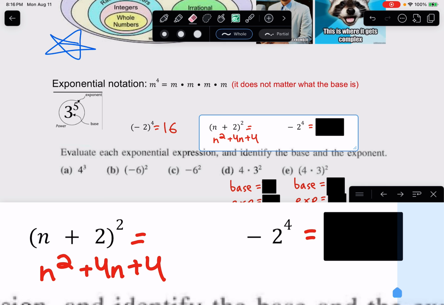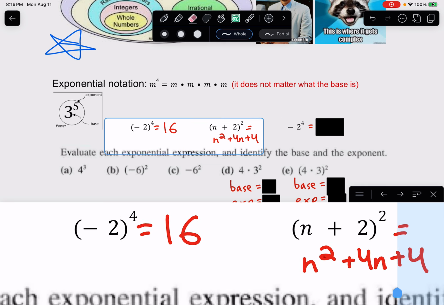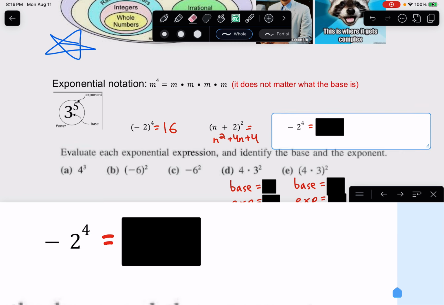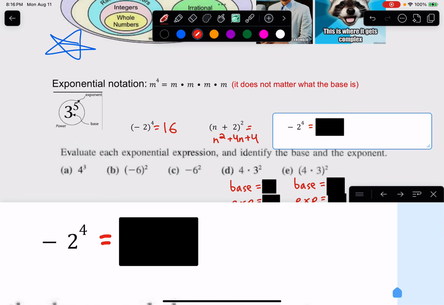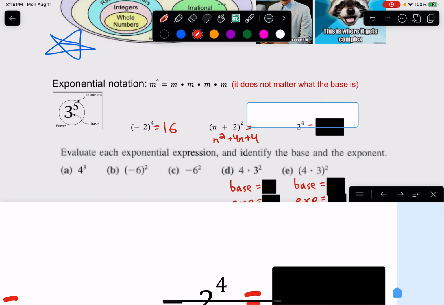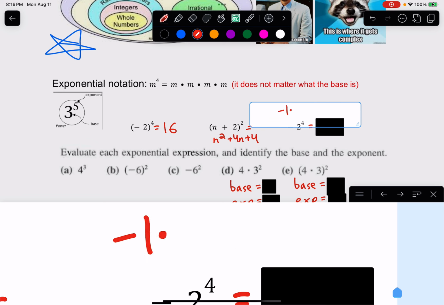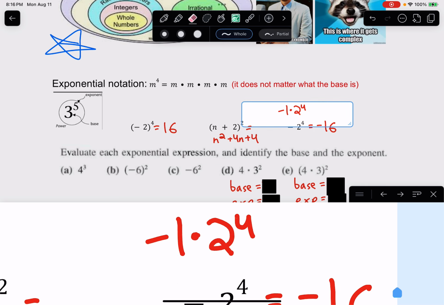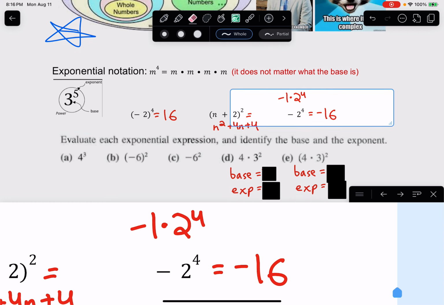And this last one's a little tricky, and this is one where students make very silly mistakes, right? How is it different from the first one? The negative is not part of the exponent, right? So really, to get technical with this one, you can think of this as -1 times 2⁴, which means it doesn't matter what 2⁴ gives you, your answer is going to be negative. So we get -16 for that, okay?